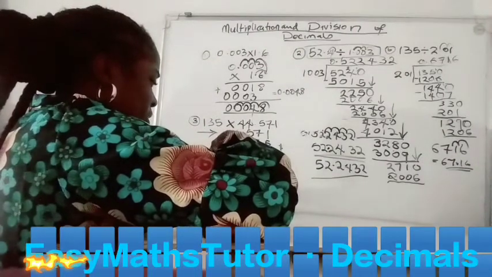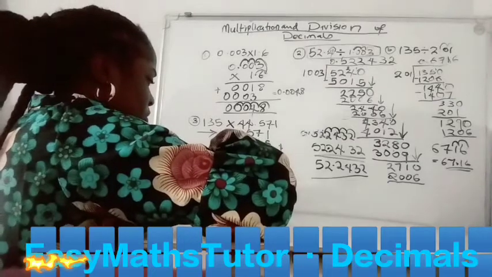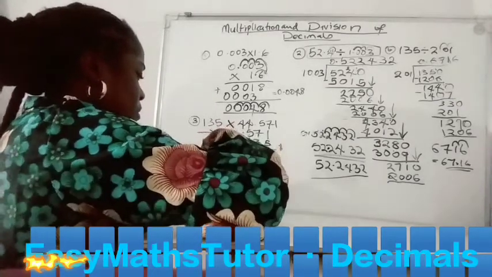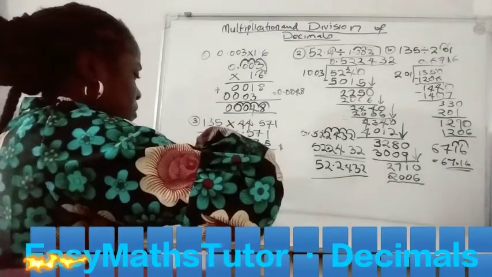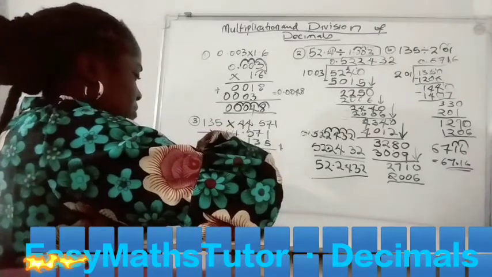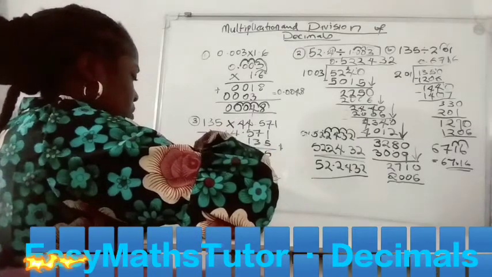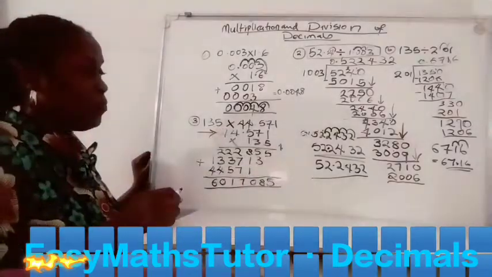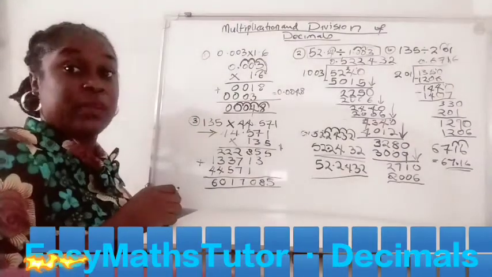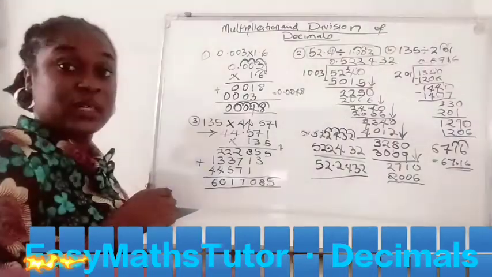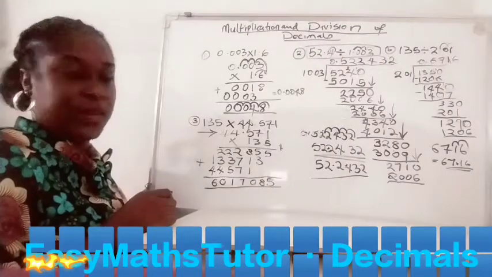5, 8, 10, 17, 11, 10, 6. At this point, we're going to count how many decimal places, and then we're going to use that to know where to put our decimal after this multiplication.